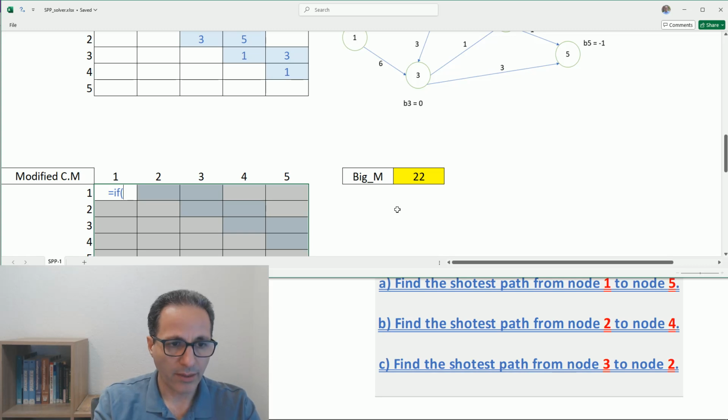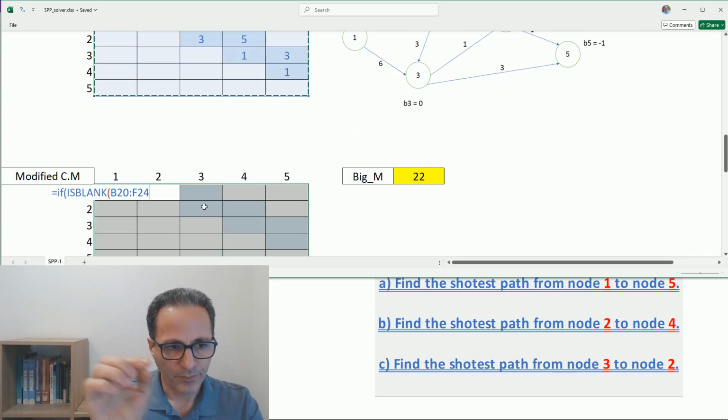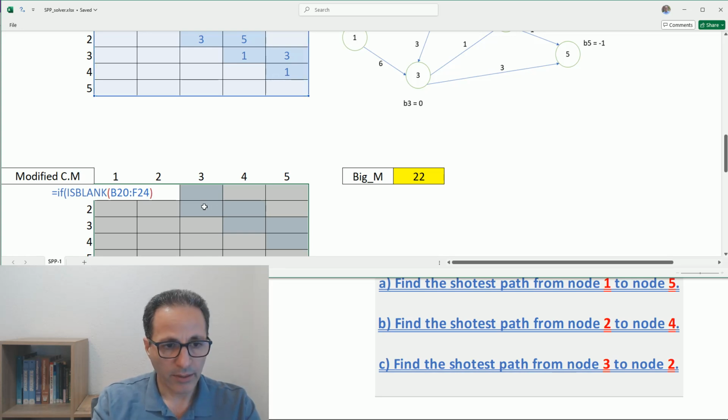So I say that if is blank is a function, checks whether this cell is blank or not. If this cell is blank, so it means that if it is true, then I'm going to write that big M there. Otherwise, the value of the cell itself. So you need to select all the matrix at once. If is blank, this cell, then it means that if it is true or the cell is blank, then I'm going to give this big M.